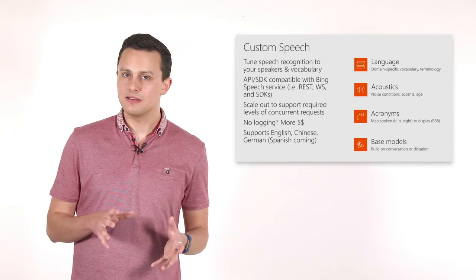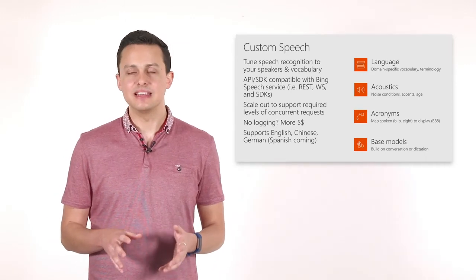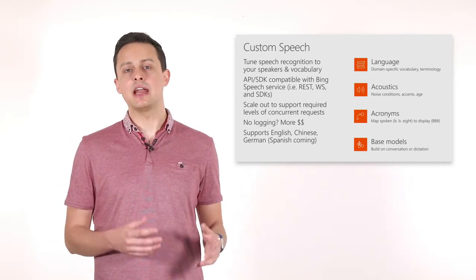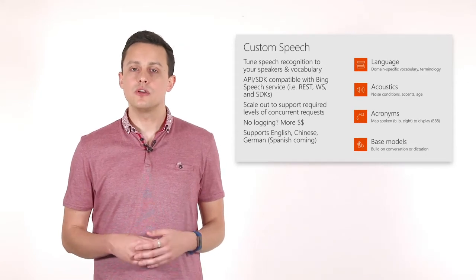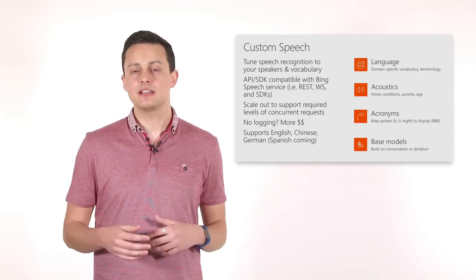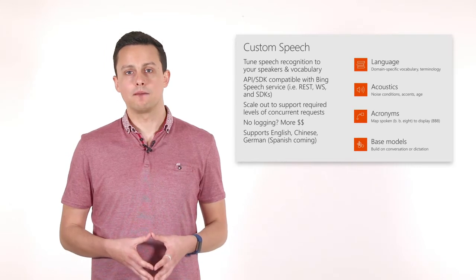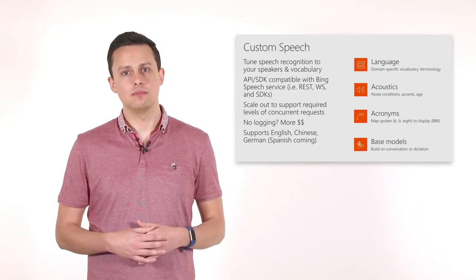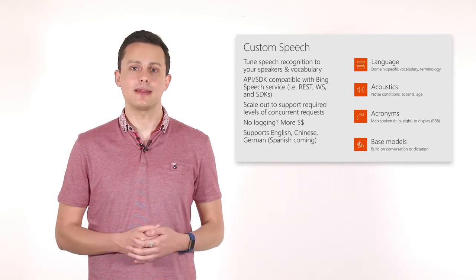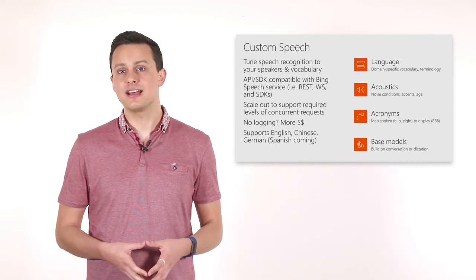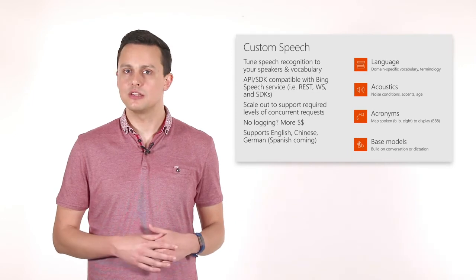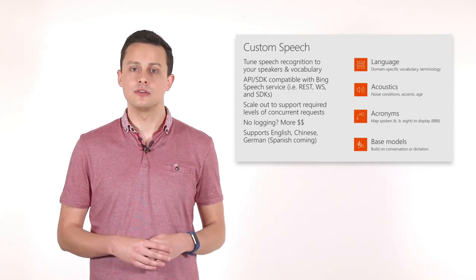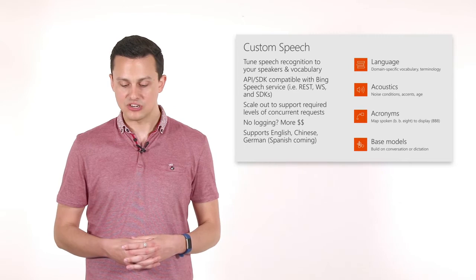One of the most exciting parts about this capability is that it's API and SDK compatible with the Bing speech engine. So if you start off your speech-to-text voice recognition journey with the Bing speech engine and then get to a point where you need to customize the model and make it more suitable for your applications, then you can switch over to the custom speech engine simply by updating the URLs and the keys that you use. The rest of your code remains unchanged.